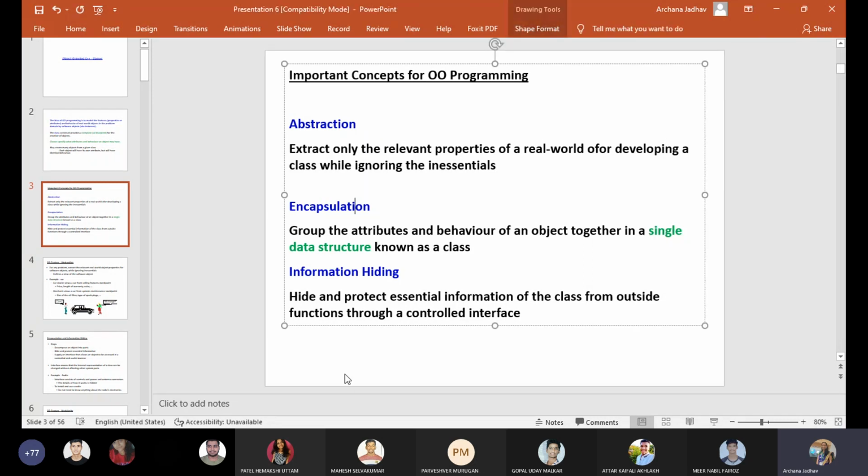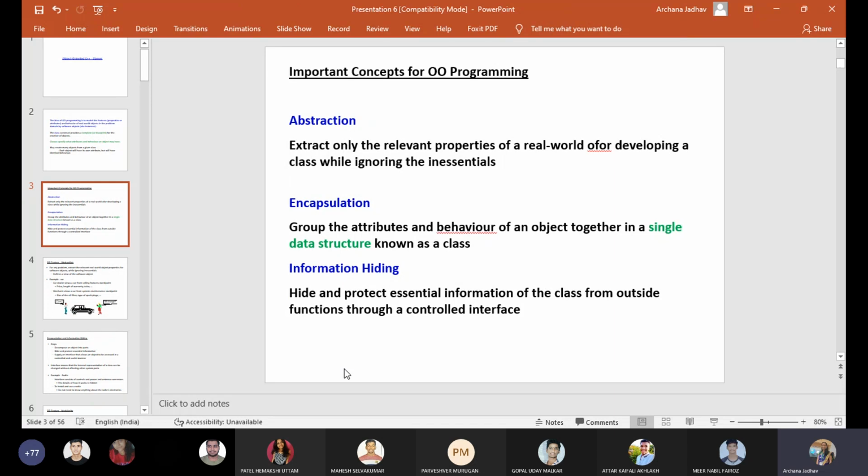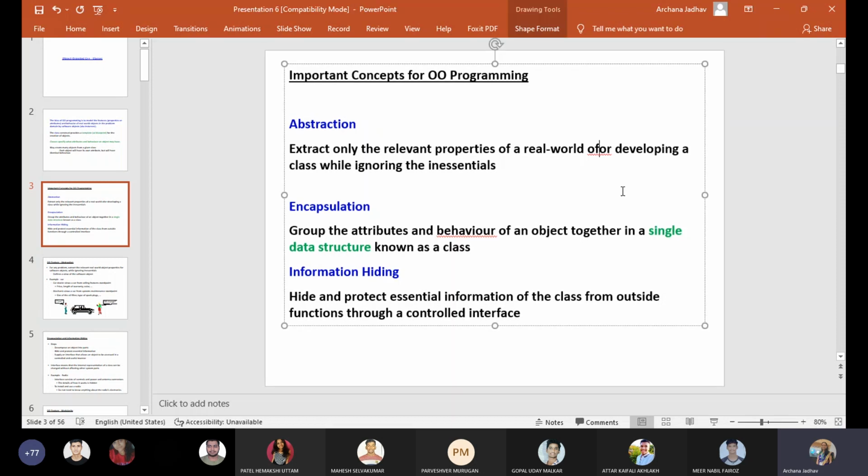That is, you extract only the relevant properties of the real world when developing a class, while ignoring the inessential things in your program.